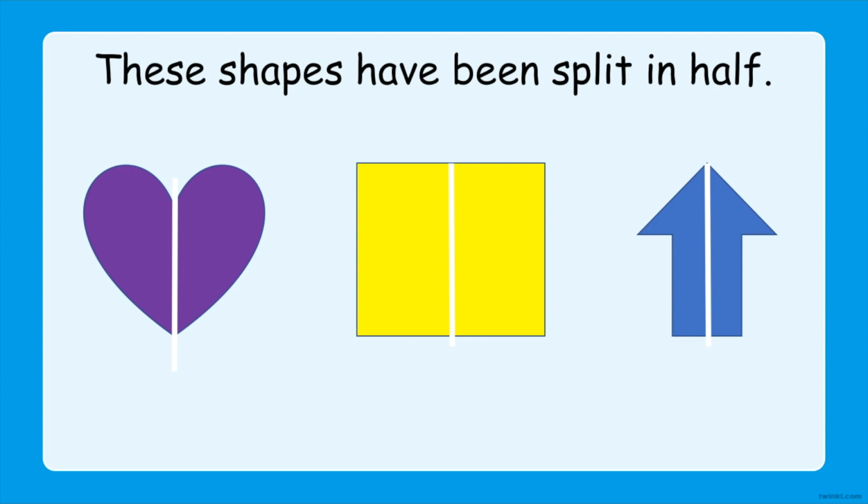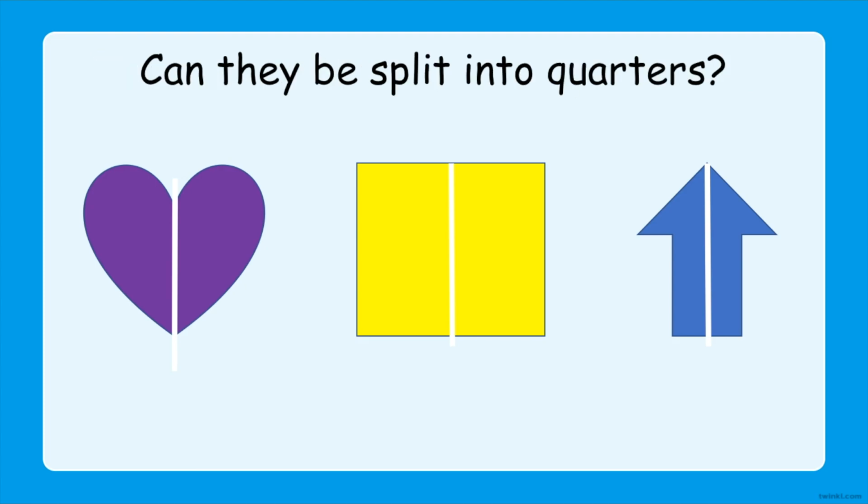These shapes have been split in half and now I'm going to try to quarter them. But can they be split into quarters? Is this heart now split properly into quarters? Remember, they need to be equal. It is not equal, so this has not been split into equal quarters. Is my square now split into quarters? Yes, because each part is equal.